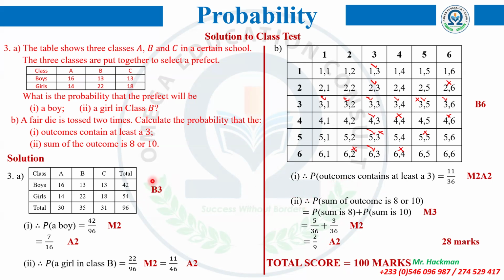And take note, if somebody equally wrote this, instead of writing P(a boy), the person just wrote a boy is equal to a number, no. A boy cannot be equal to this. A probability always has a numerator and a denominator. So immediately you write that, it's M0, A0. You are finding probabilities, so it should represent exactly what you have there. Instead of writing the probability that the outcome contains at least a 3, that's why we have this notation there, to guide you, to save you time and space as well.